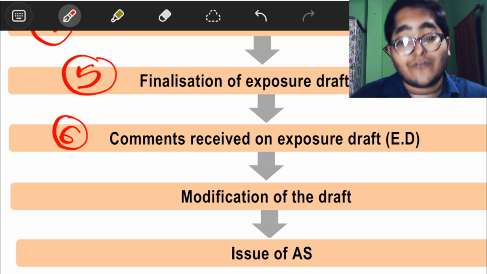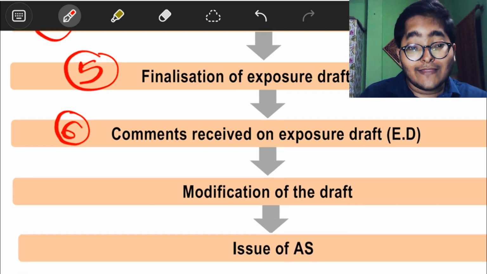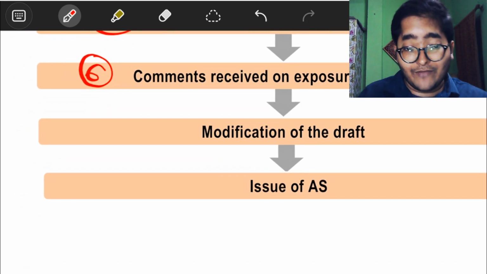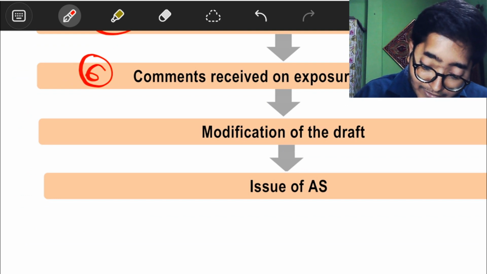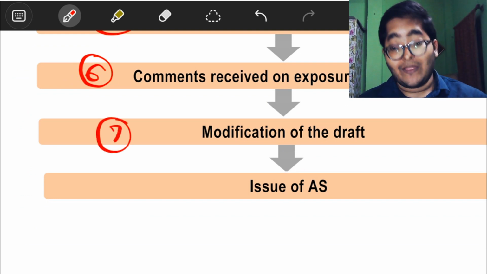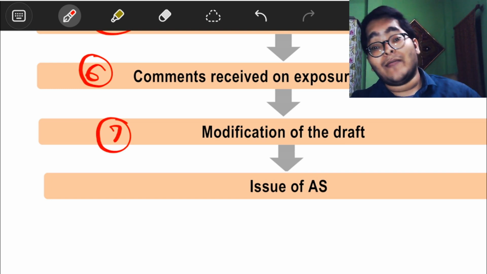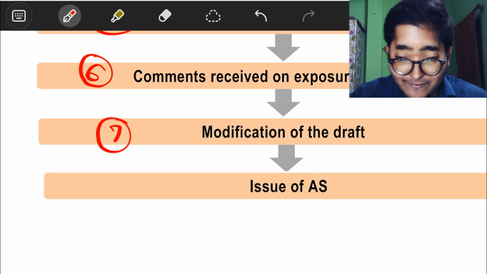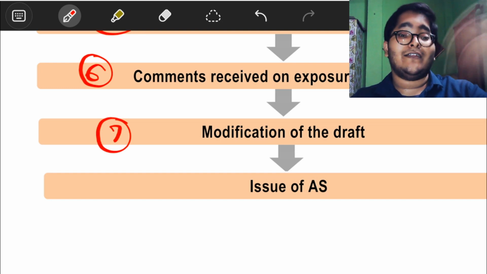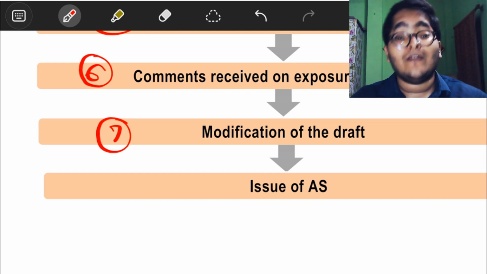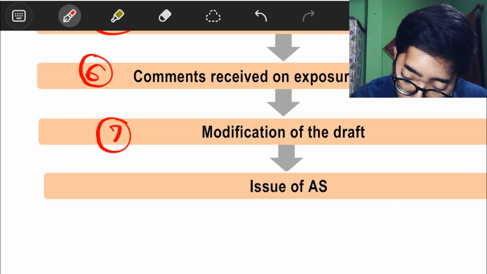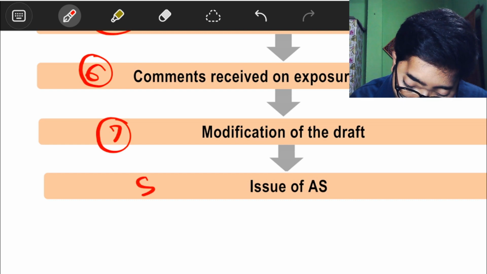The seventh step is modification of the exposure draft. After the comments have been received, there is some modification so that the draft can become an accounting standard. After the modification, after the receiving of comments on the exposure draft, the issue of the accounting standard is made.